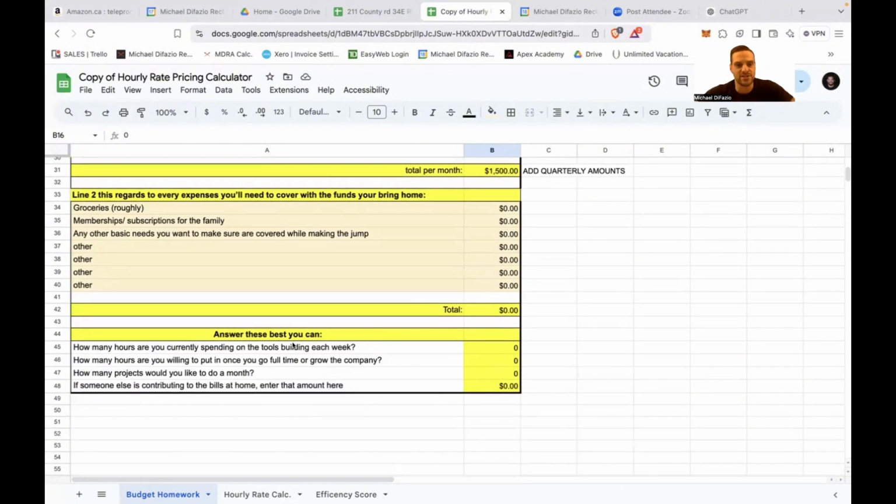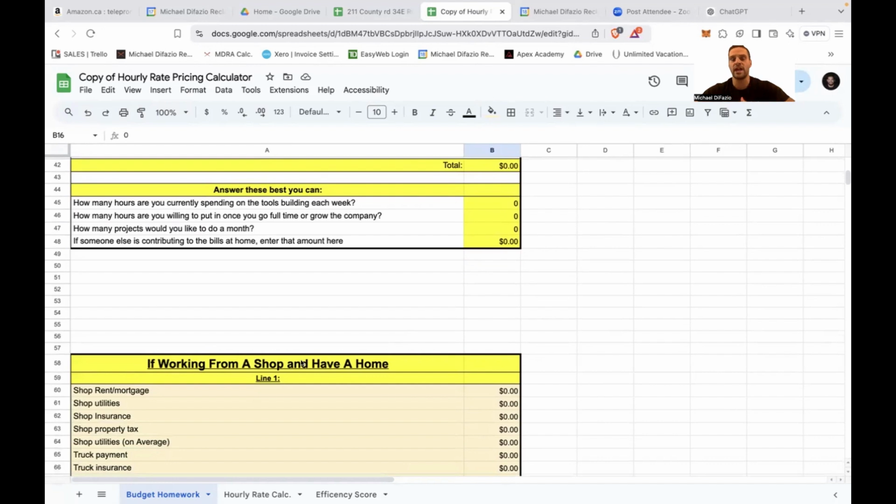And then answer these the best you can. Is someone else contributing to the bills? How many hours are you spending on the tools each week? This will matter for your efficiency. How many hours are you willing to put in once you go full time if you're not already full time? If you're full time, write 40 hours, write 50 hours, write 60 hours. I'll show you why that matters in a minute.